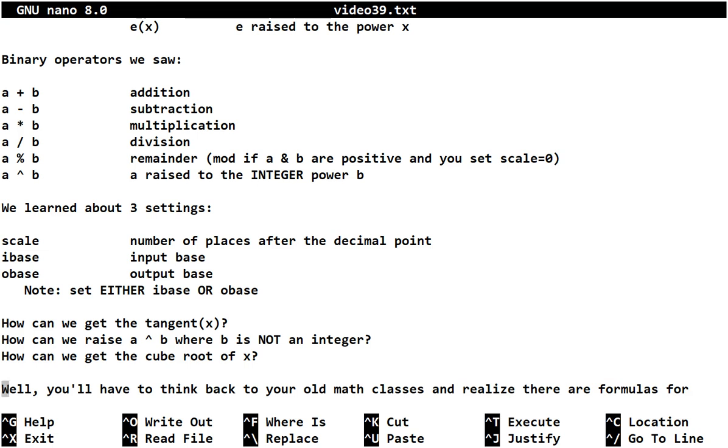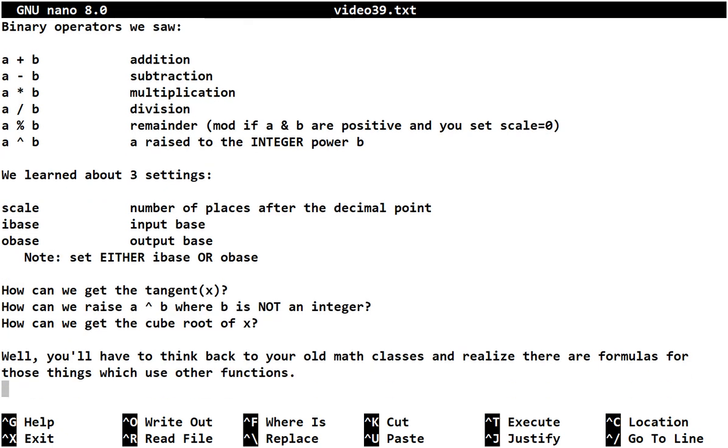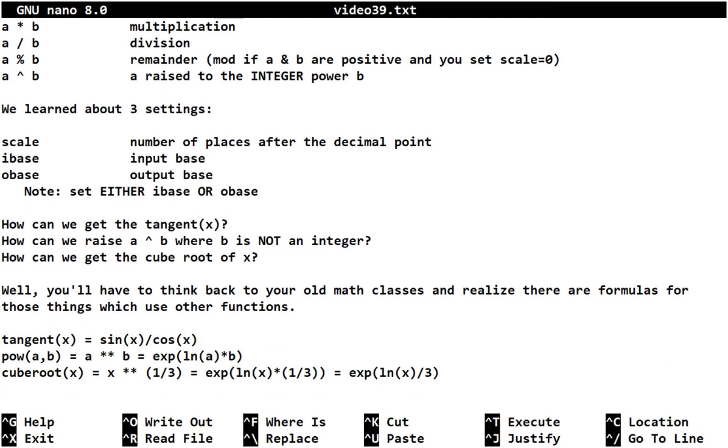So those are some pretty good questions. And to do it, you're going to have to think back to your old math classes and realize there are formulas for those things which use other functions that we do have. Tangent is just sine divided by cosine, and we've got sine and cosine. Pow, that's the name of the C function, but it says raise a to the power b, and you can do that for any b using exp and ln, or e to the x and natural log, and we have those functions available.